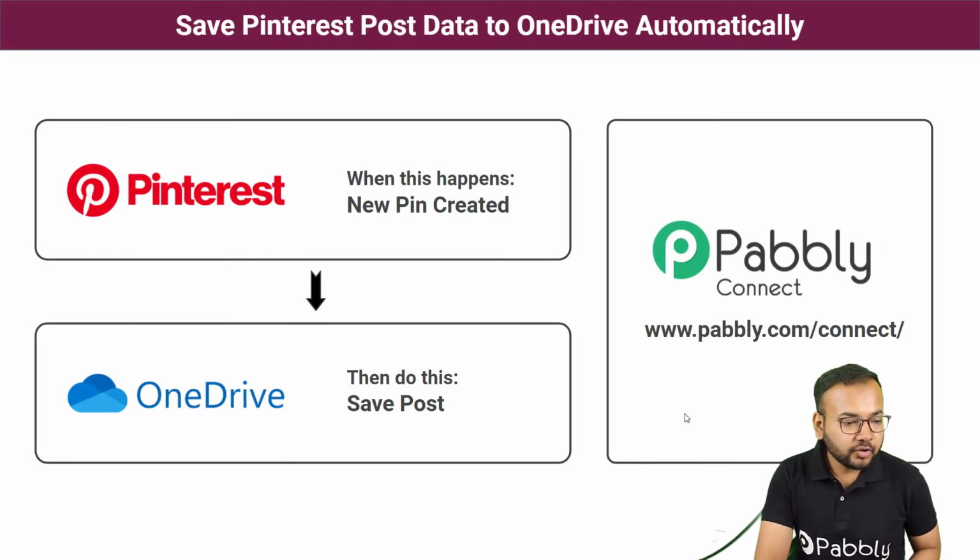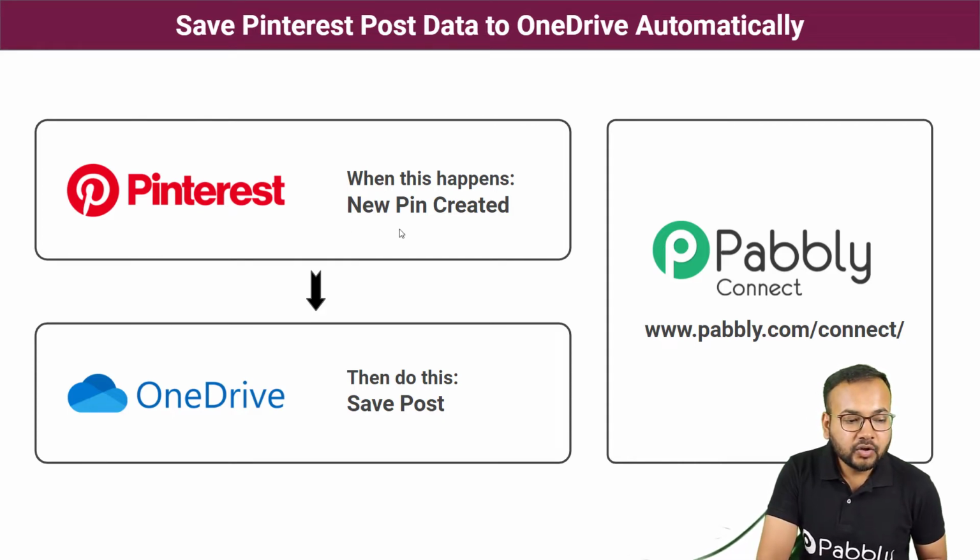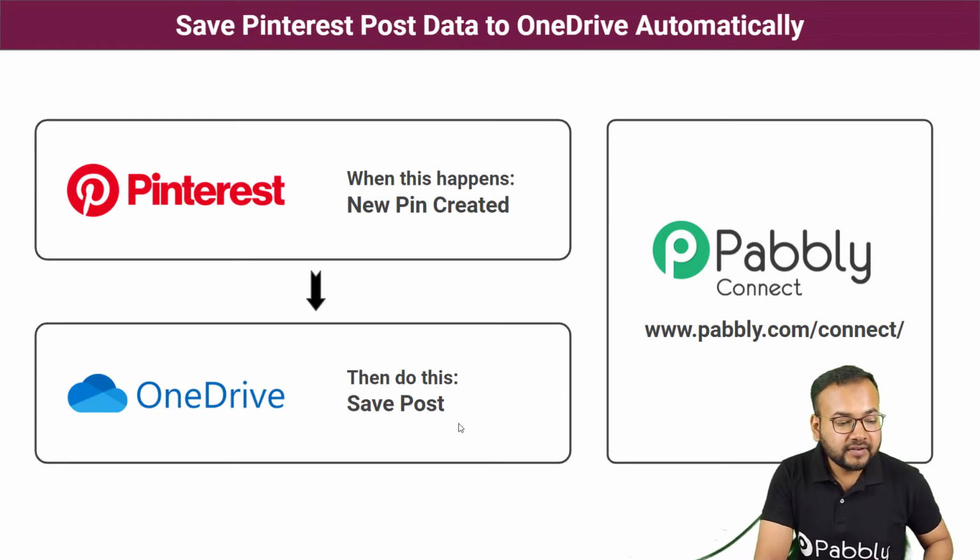So the flow of this automation is going to look like this. Here you can see, as you create a new pin in Pinterest, the data of the same pin is going to be saved here in OneDrive automatically. So you need not download the data of the pin and then upload it again in OneDrive. You just have to create a pin, and the data of the same pin is going to be saved here in OneDrive automatically.